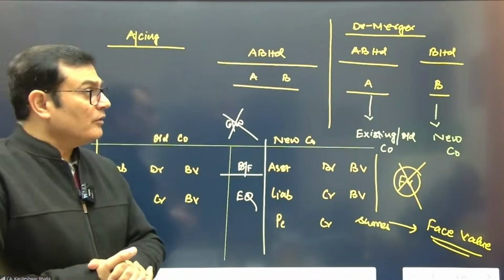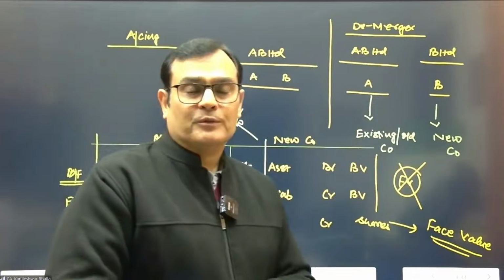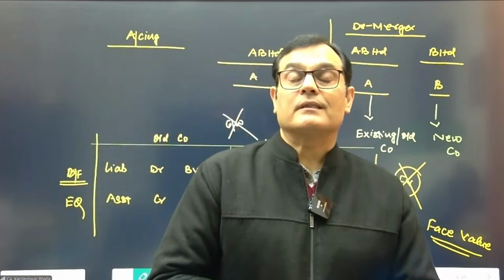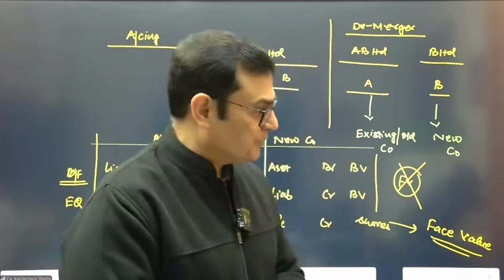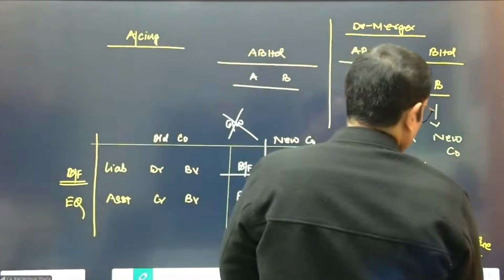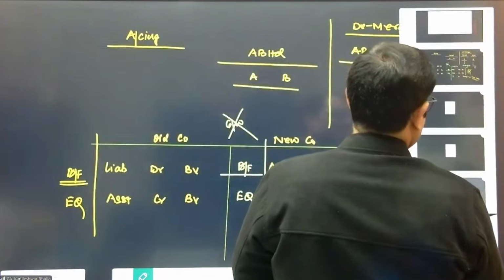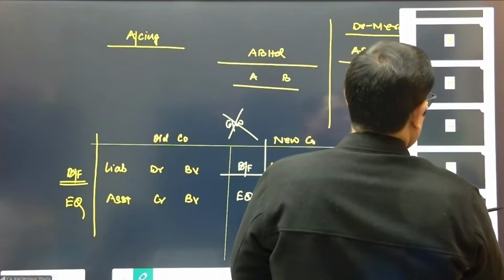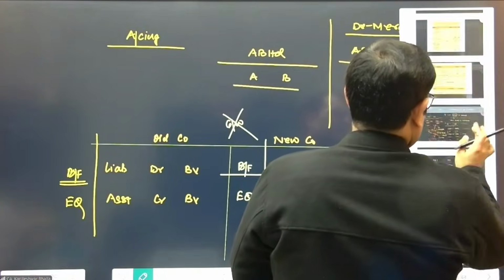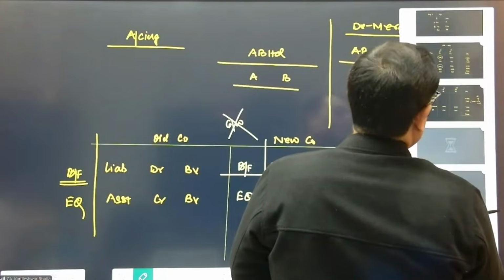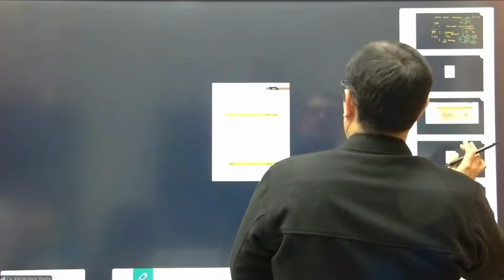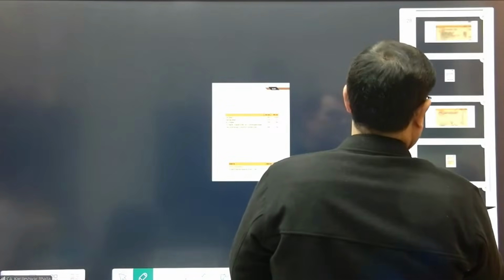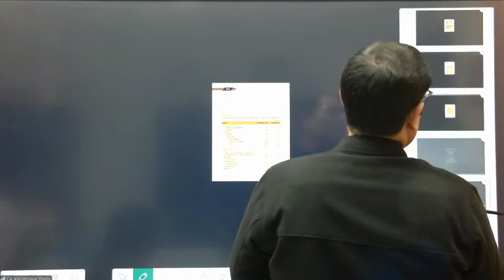Let's now look at a question where we're going to see the accounting of this in the books of the old and new company together. So we've got an illustration in the study material on the common control.